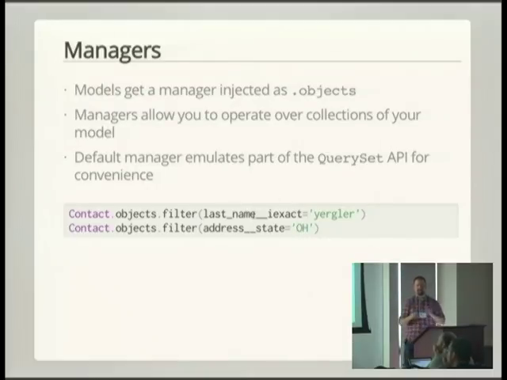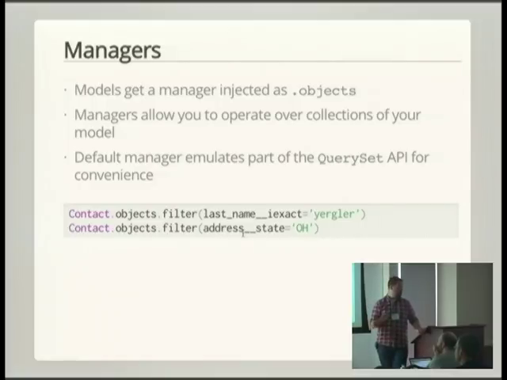And the double underscore has semantic meaning in the ORM. Unfortunately, it has two semantic meanings. The first example here is where we're using it to define what sort of test we want to apply. So iexact is short for case insensitive exact. So this basically says I want to get all of the contact objects whose last name is Yergler, regardless of how it's capitalized. The other way is this address underscore state here, where it actually says we're traversing a foreign key. So this says, hey, join us to the address table, and then show me contacts where the state column on address is Ohio. You can do multi-step traversal. That doesn't mean you necessarily should, but you can. And you can use them together.